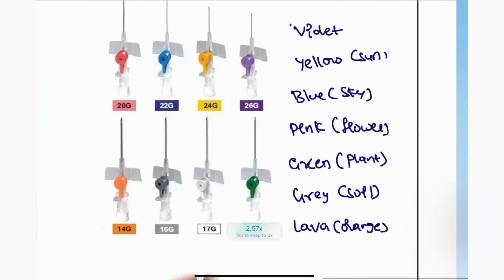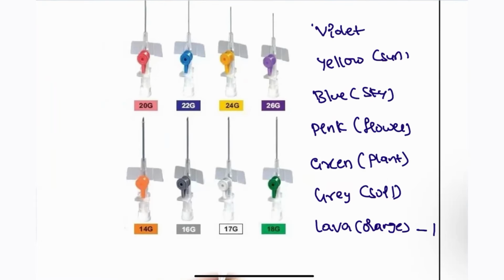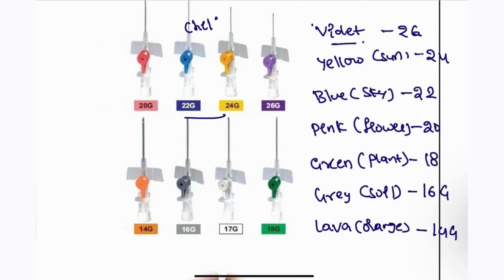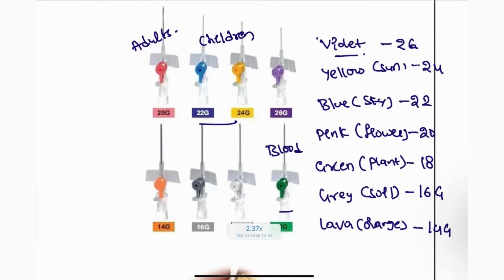So in this sense, orange starts from the 14 gauge, and gray is the 16 gauge. Then this is the 18, this is the 20, 22, 24 and 26. This is the highest. Both of these are used for children, this one is commonly used for blood transfusion, and this is used for adults. So this is how the cannulas have to be remembered.